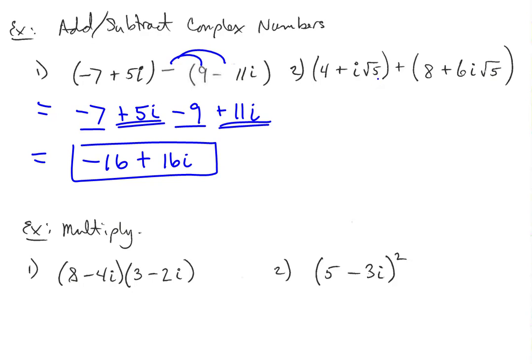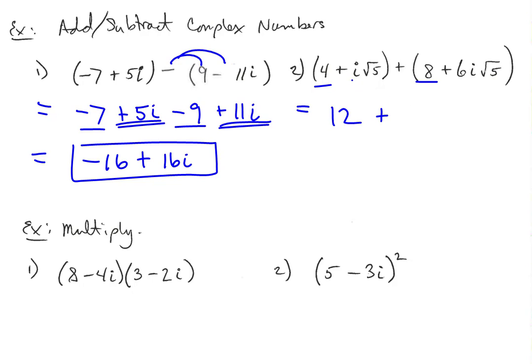Our second example is a sum of two complex numbers. The first one is 4 plus i square root of 5. The second is 8 plus 6i square root of 5. And in this case, with a positive sign in between these two complex numbers, there's nothing to distribute. We can simply combine like terms as we see them. So notice there's a positive 4 and a positive 8. This would make up the real number coefficient, the a, in the a plus bi form. So 4 plus 8, of course, would be 12.